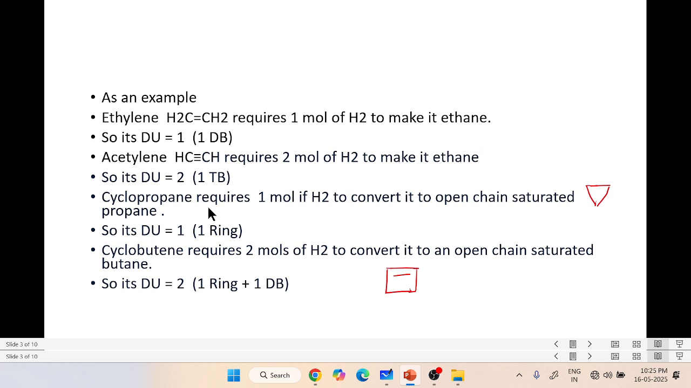Cyclopropane has just one ring. It requires 1 mole of H2 to break the ring and convert it to open chain saturated propane. So DU is equal to 1, one ring. Cyclobutene contains a ring and a double bond, right? So it requires 2 moles of H2 to convert it to an open chain saturated butane. So DU becomes 2, one ring plus one double bond, as you can see.